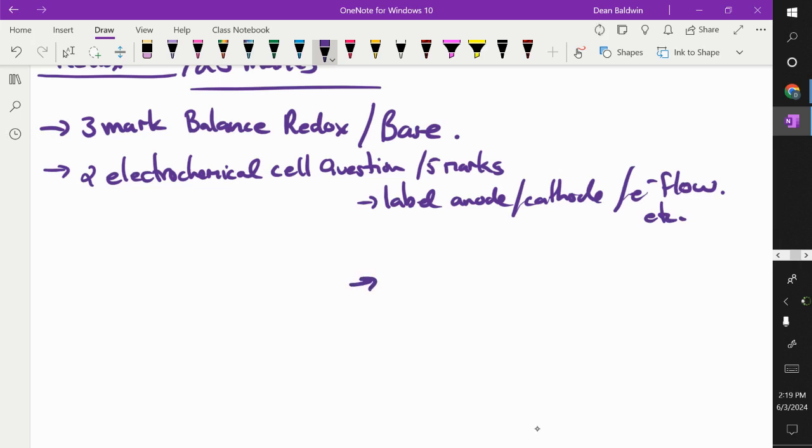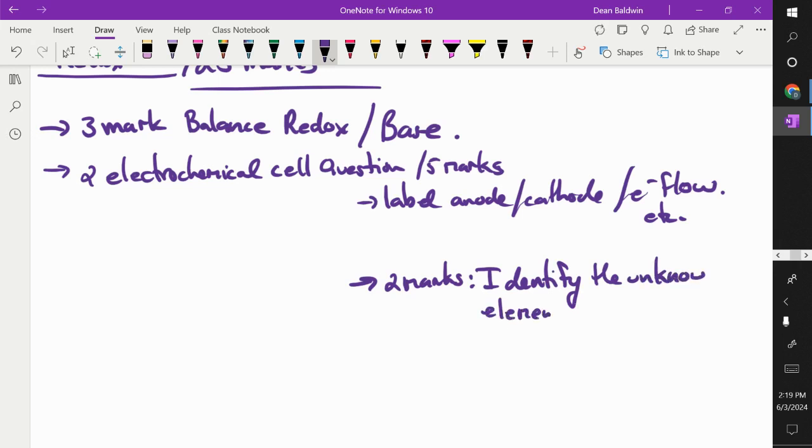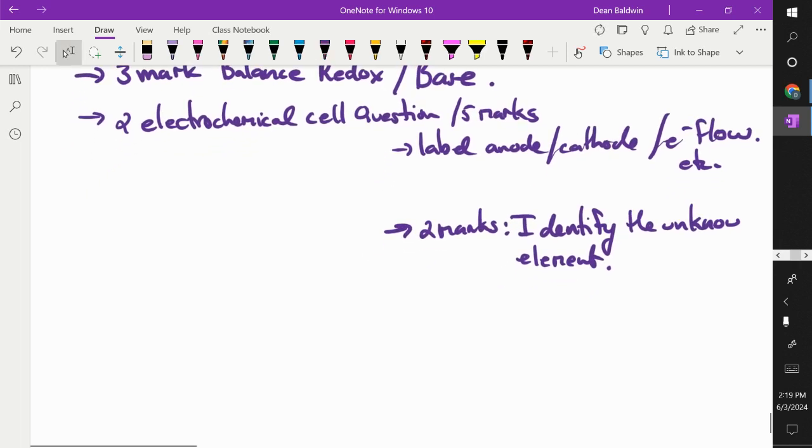The second question on electrochemical cells is out of 2 marks. You have to identify the unknown element. So if you have done the thing that I gave you on Friday, you will know how to do this. That's the short answer. The rest of it's multiple choice.